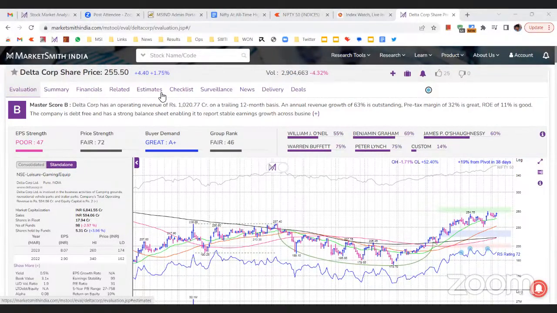But let it pull back. Agar 50 DMA पे आके फिर से rebound होता है, then that is the alternate entry point. Otherwise, wait for the fresh base to form over here and some good earnings this quarter.